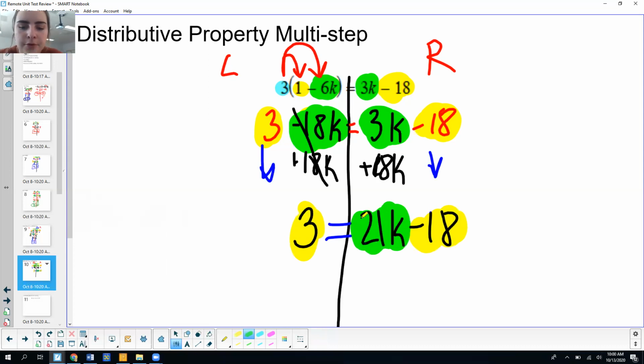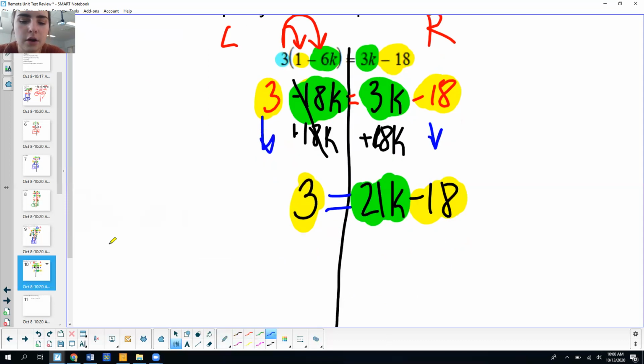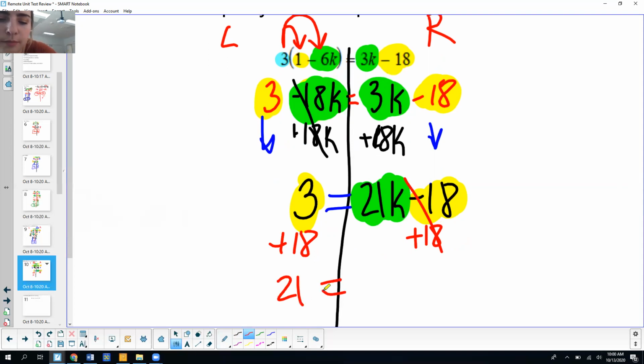All right. Now I want to get all the constants over to the left side. So I want to move that negative 18 over. And that's because I want to get 21k by itself. So I want to get all of my constants on one side, on that left side, and all my variables on the right. So I'm going to move negative 18 by adding 18 to both sides. 3 plus 18 gives me 21. I'm going to bring down 21k.